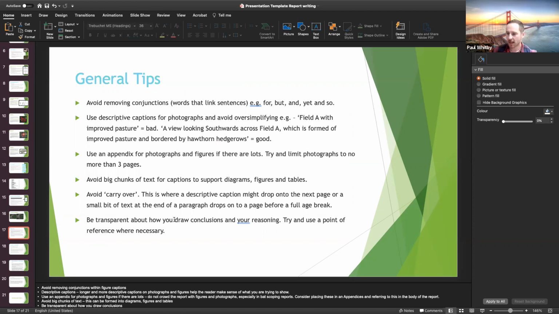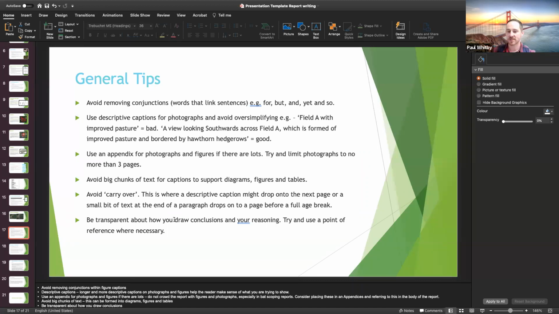So some general tips in text, writing a report. Avoid removing conjunctions. These are words that link sentences such as for, but, and, yet, and so. It might seem really obvious, and I'm sure most of you probably don't do this, but in an age when we are all writing things hurriedly on WhatsApp and on social media, it's all too common for errors to creep in because people just go off the cuff, don't they? They just reduce sentences and speed them up.